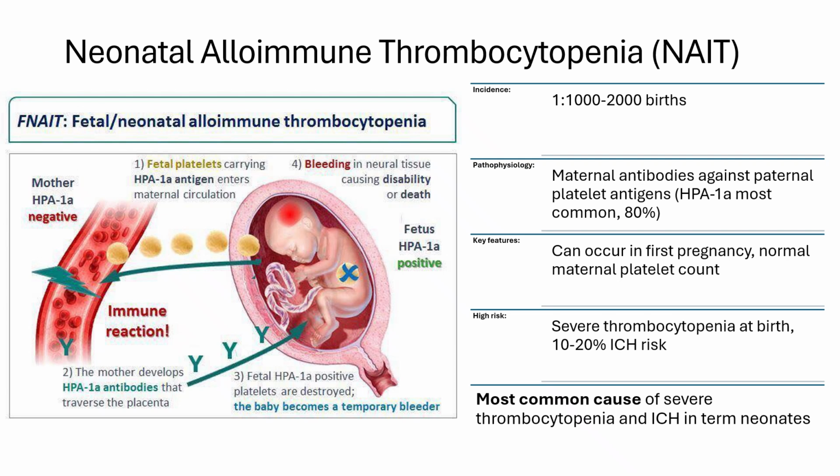Intracranial hemorrhage in NAIT often appears as parenchymal rather than intraventricular bleeding, distinguishing it from hemorrhage due to other causes. This pattern reflects the severe thrombocytopenia and the timing of bleeding, which can occur in utero. Up to 75% of intracranial hemorrhages occur before birth, emphasizing the importance of antenatal recognition and management. NAIT represents the most common cause of severe thrombocytopenia and intracranial hemorrhage in term neonates, making early recognition and appropriate management essential for preventing devastating neurologic consequences.